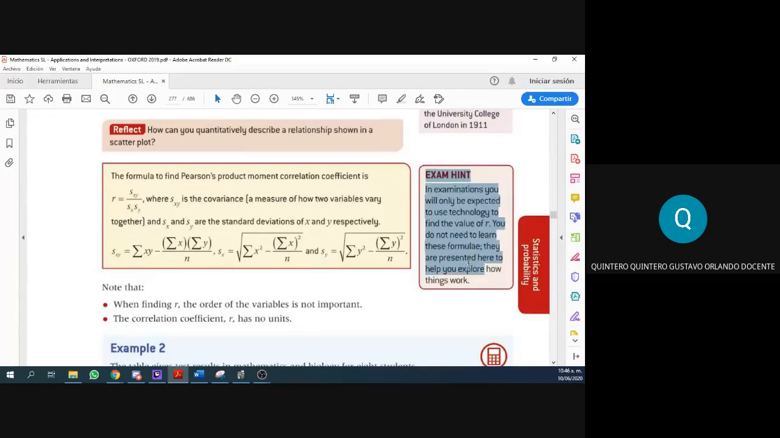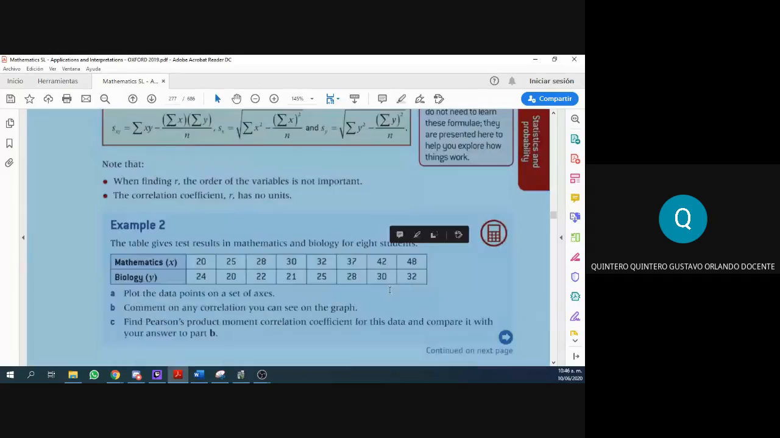But look at this. In examinations, you will only be expected to use technology to find the value of R, meaning we don't have to memorize all of these formulas. Now, if any of you is going to use this correlation coefficient in the internal assessment, then you do have to use all of these formulas, because remember, you need to show all the process in your exploration. But if you're not going to use this in your exploration, then you don't have to use the formula. We can just use technology, which is exactly what I'm going to show you right now.